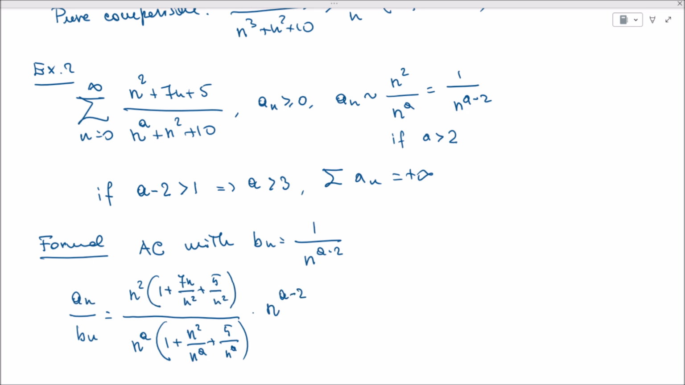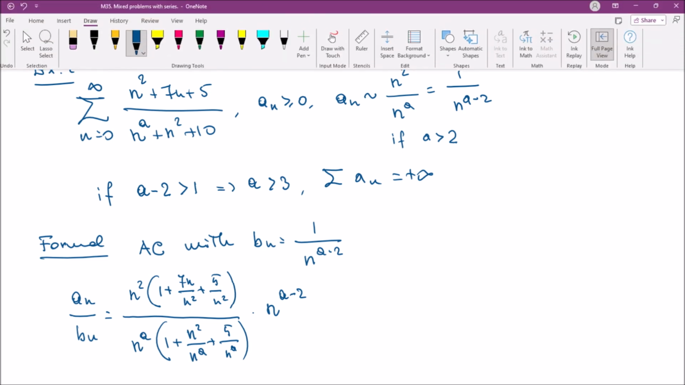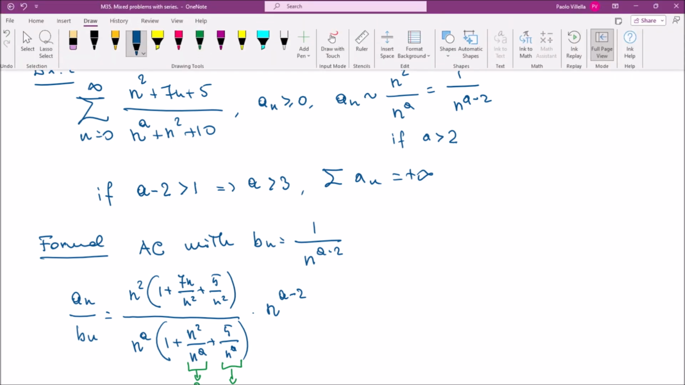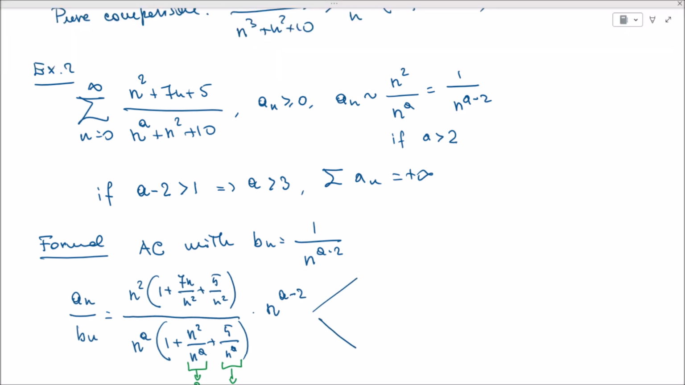Okay? Now we see that for n that goes to infinity, this will go to 0 if a is larger than 1. And this will go to 0 if a is larger than 2, right? So let's see. We have now two possible situations for this.